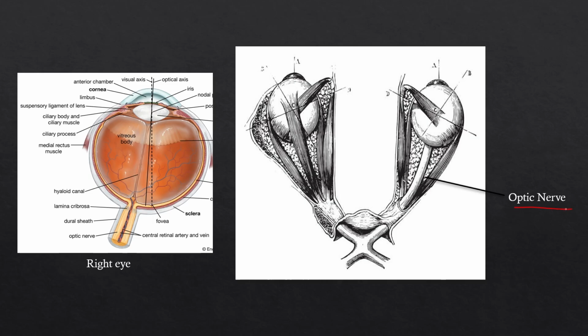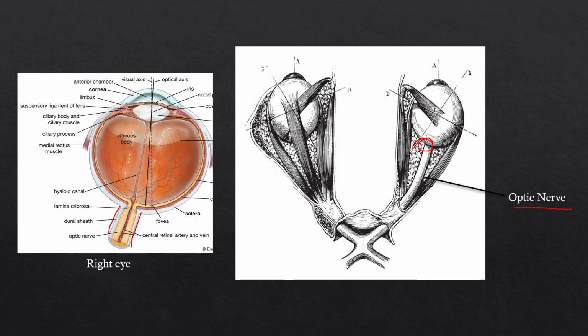We have the optic nerve, and it's exiting from the nasal side. Okay, and here we have the extraocular muscle hiding it. And this is the right eye. Okay, and you have the nerve exiting from the nasal part.